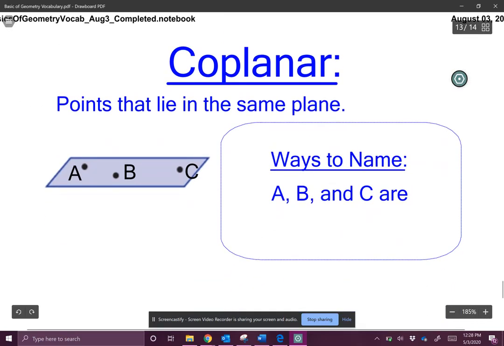Our next word here is coplanar. Coplanar are points that lie in the same plane. So for instance, A, B, and C are coplanar because they lie in the same plane. Now we could name this Plane A, Plane B, Plane C, or Plane ABC.